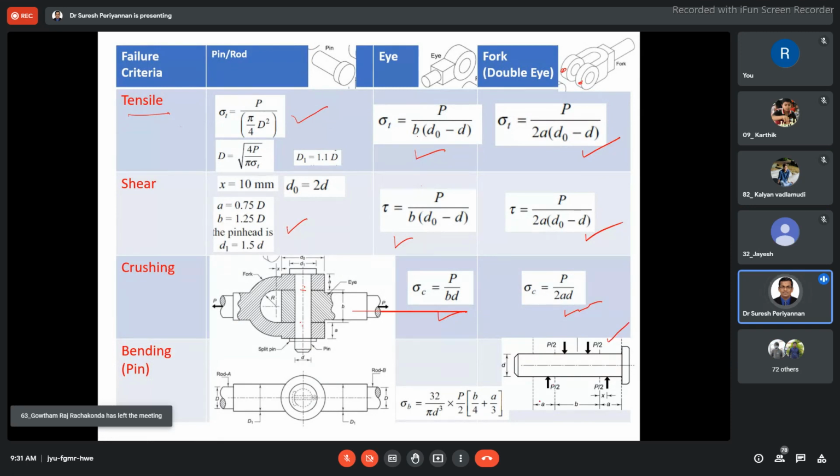Finally, the pin is subjected to bending. With the help of the bending stress, we are able to find the diameter of the pin. Sorry, not quarter, the pin, the knuckle pin. So we can find the diameter of the knuckle pin with respect to shear and with respect to bending stress. But whichever is the maximum value should be considered for our design purpose. Okay, so I stop here.